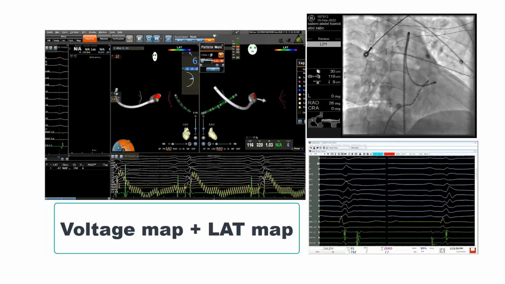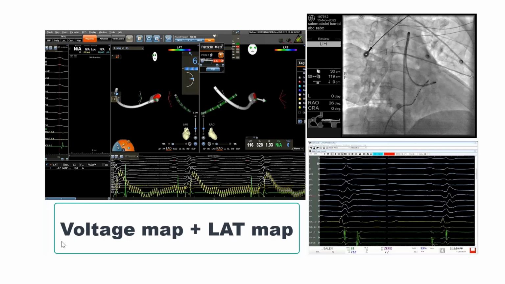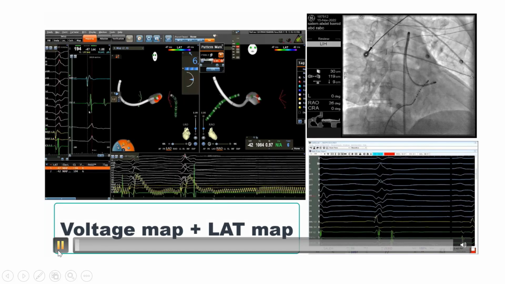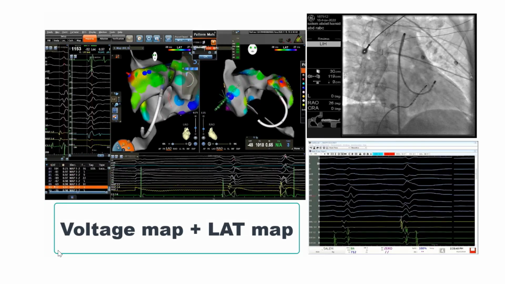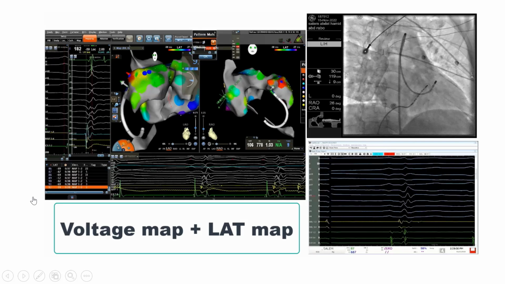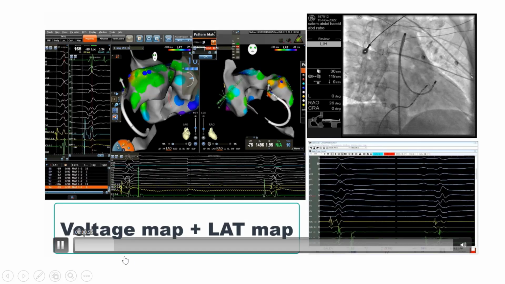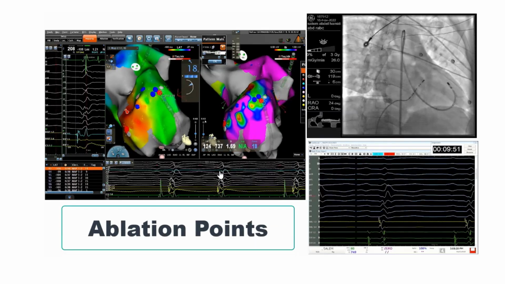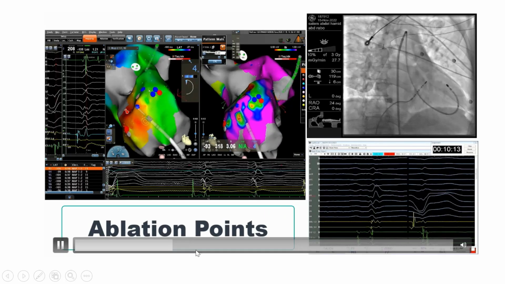We start our procedure with a CARTO 3D mapping system. We insert a decapolar catheter into the coronary sinus, and the ablation catheter through a retrograde approach to the LV. We do a voltage map and lead map. This hot point was at the anterolateral part of the mid to apical segment. And we start ablation.